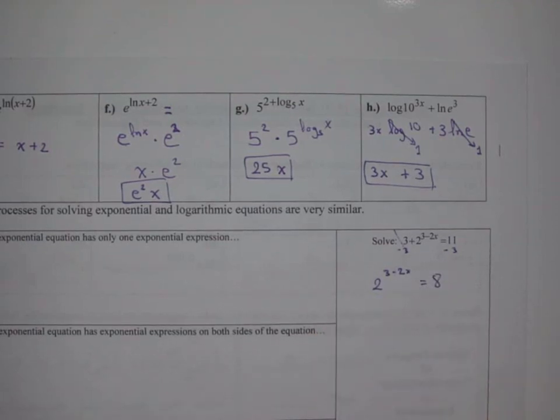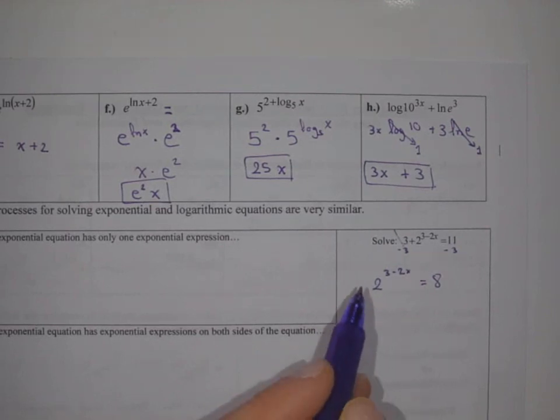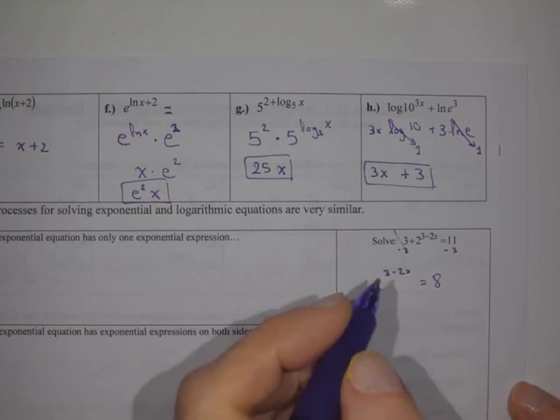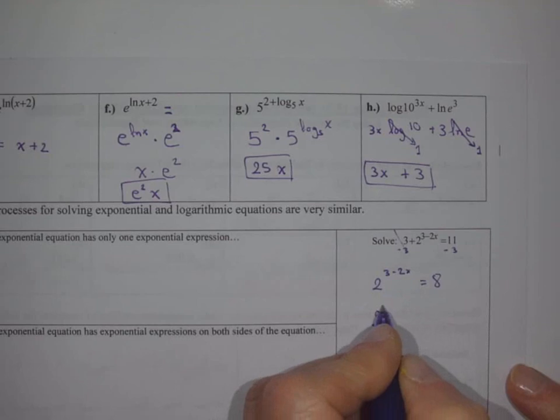Now, at this point, you have options. You could use a natural log, a log base 2 on both sides. Or you can say, I know what 8 is.